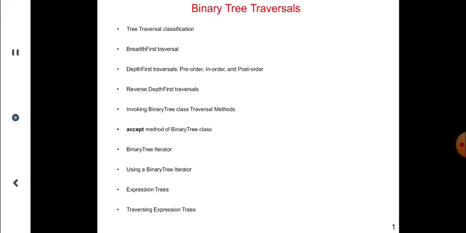So in this case we talk about tree traversal classification, then breadth first traversal, then we talk about depth first traversal: pre-order, in-order and post-order. We talk about the reverse depth first traversal and invoking binary trees that cause different expressions. We talk about different methods, and finally we talk about some expression trees and the application of expression trees. So binary tree traversal is a very important learning for all of us, and we need to really concentrate.